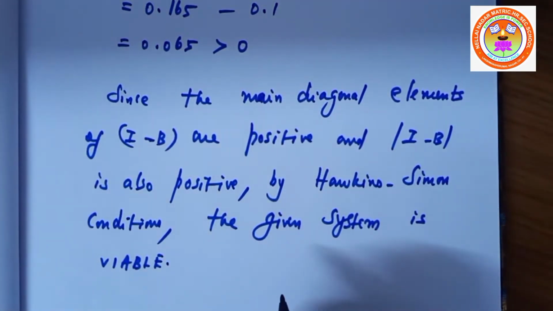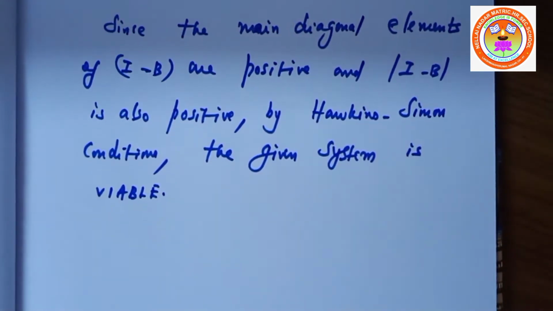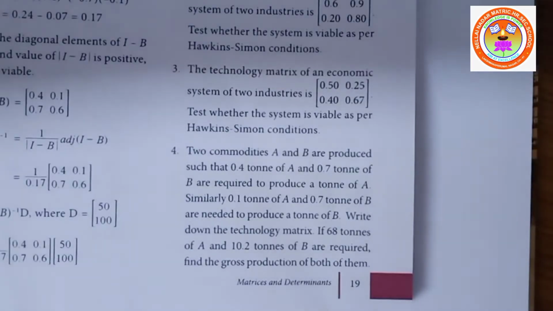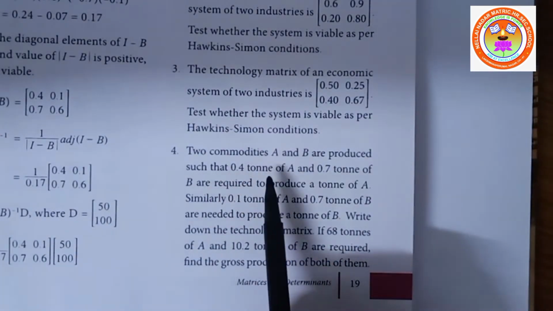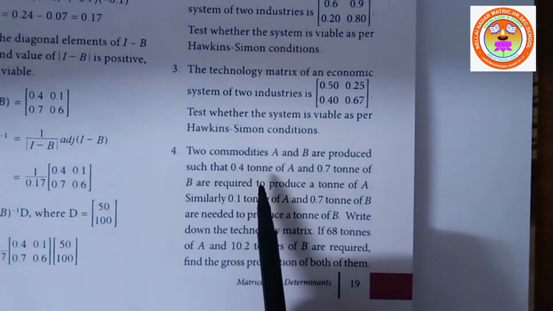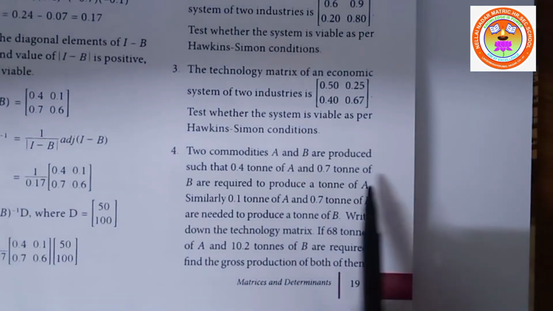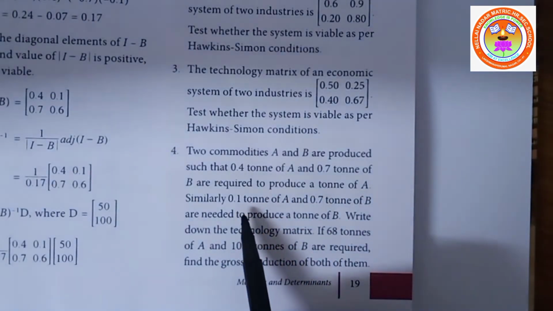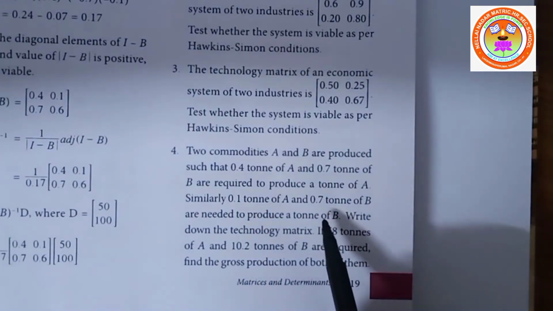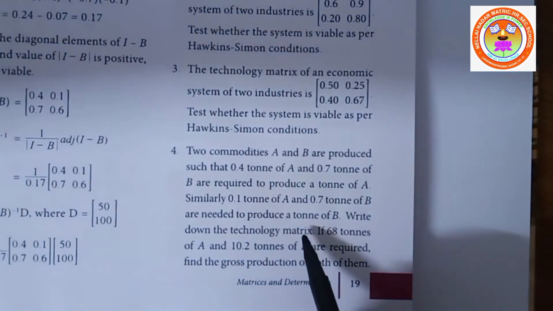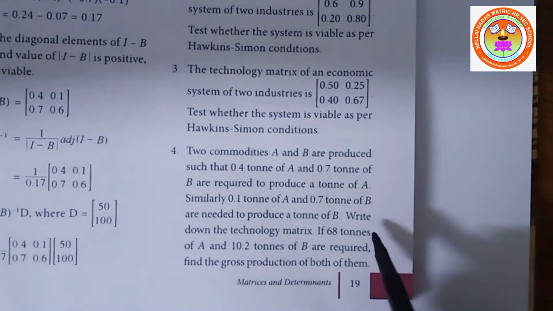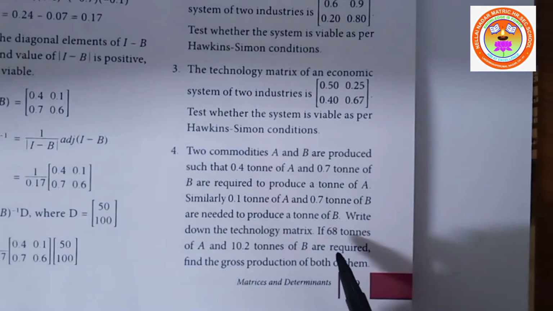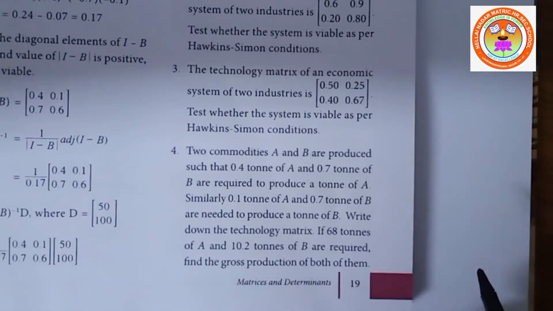Children, I have completed 3 problems. Then I'll be teaching problem number 4. Now problem number 4, listen: two commodities A and B are produced such that 0.4 ton of A and 0.7 ton of B are required to produce a ton of A. Similarly, 0.1 ton of A and 0.7 ton of B are needed to produce a ton of B. Write down the technology matrix. If 68 tons of A and 10.2 tons of B are required, find the gross production of both of them.